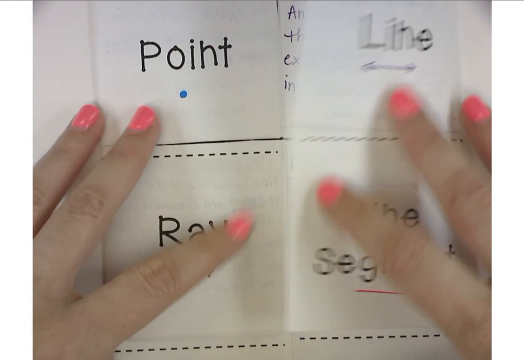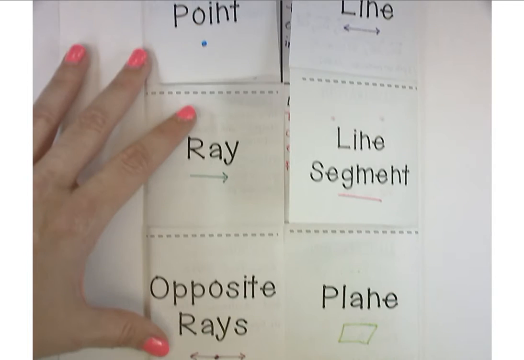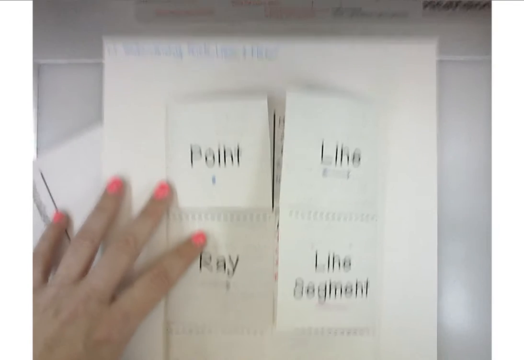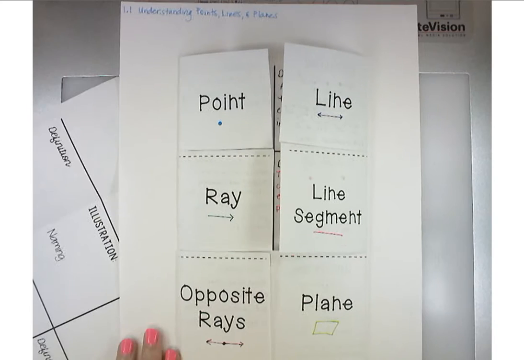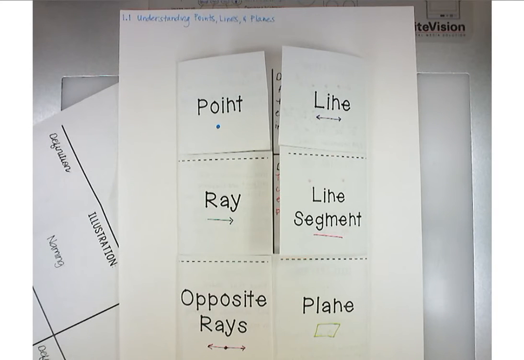Just gonna do this one for right this minute. Where are we supposed to add it? 1.1, understanding points, lines, and planes. And if you missed any of those pictures on the front, you can go ahead and put those in.